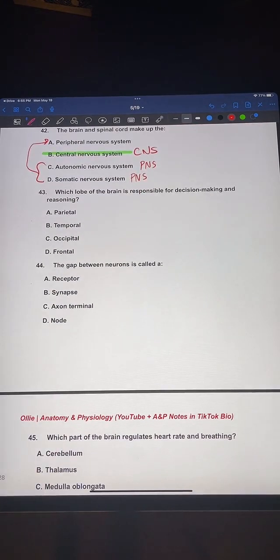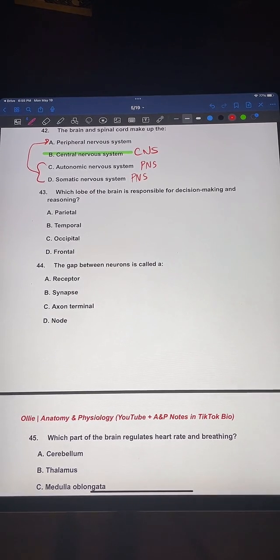43, which lobe of the brain is responsible for decision-making and reasoning? What level of education is this for? This is for kind of at the HESI and TEAS level review. So mostly like, probably like undergradish level.